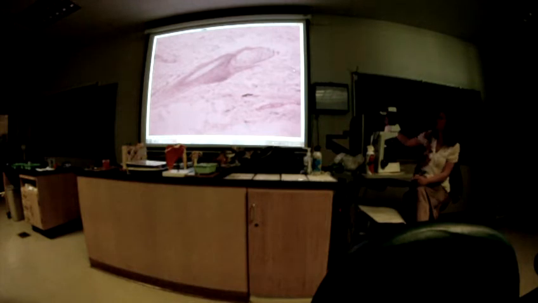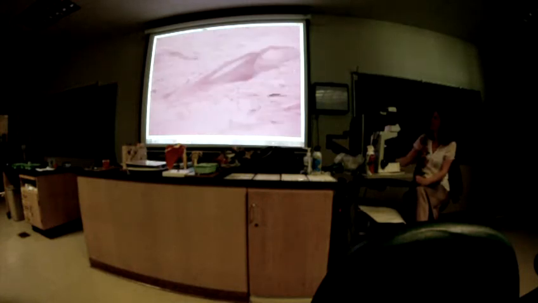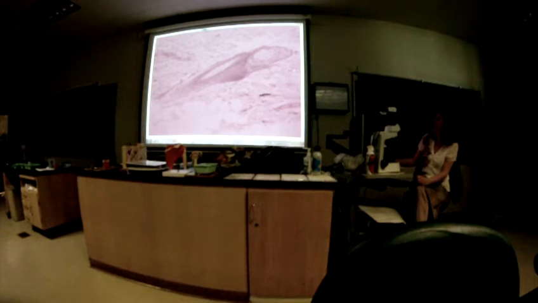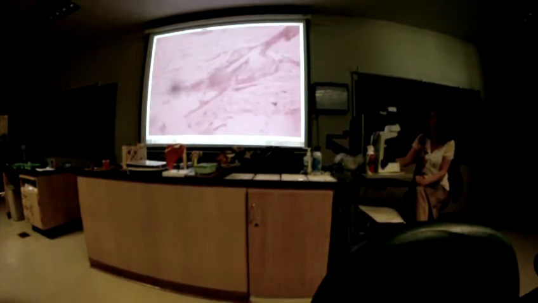What's this right here? The root of the hair follicle? I'm tricking you. Sebaceous gland. Yeah, sebaceous gland. Easy. That's adipose. Hey, what's wrong with her?